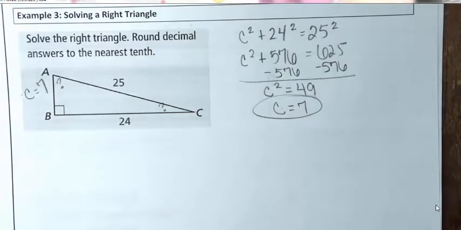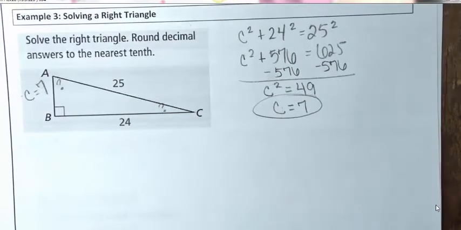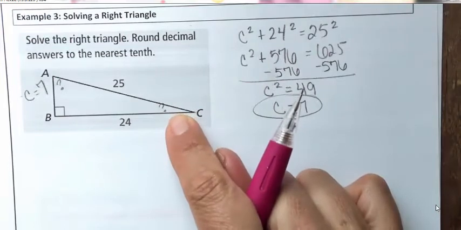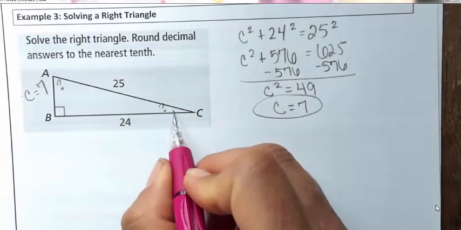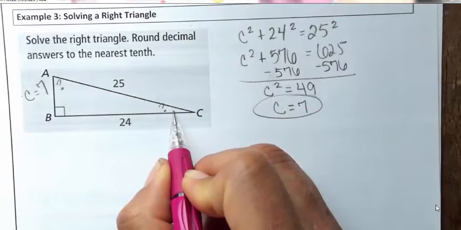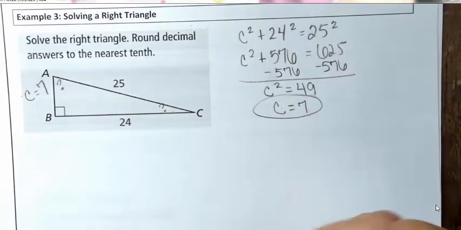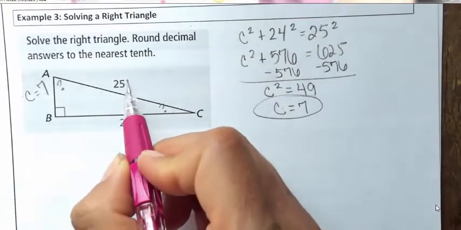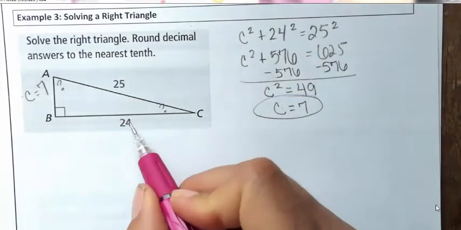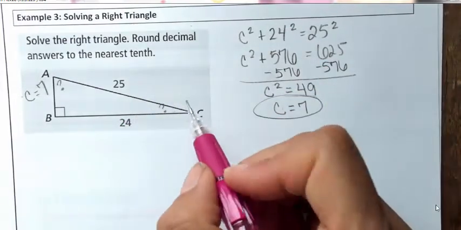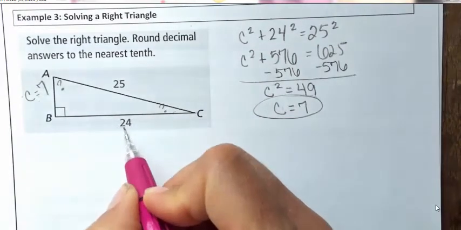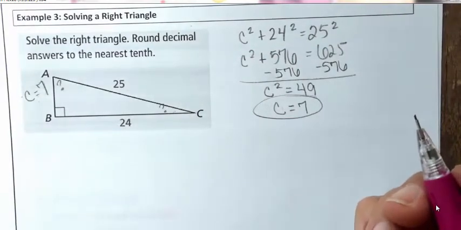Okay, after that, let's see. Now we can solve any of these sides that we want, and it's totally up to you, any of the acute angles that we want. It's totally up to you how you'd like to do it. Why don't I go ahead and find angle C? I can use cosine, I can use tangent, I can use sine. It doesn't matter. I've got opposite over hypotenuse, which is sine. I've got adjacent over hypotenuse, which is cosine. And I've also got opposite over adjacent, which is tangent. So any of those will totally work.